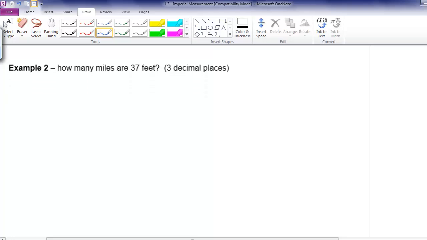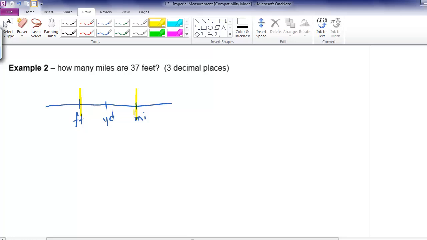Okay, let's do one more. How many miles are there in 37 feet? Well, 37 feet is probably the width of our classroom, so that's not many miles. On a unit line, we're going to start with feet, and we're going to go through yards, and we want to finish at miles. So again, here's our start, here's our finish.